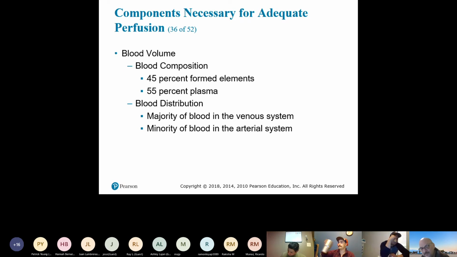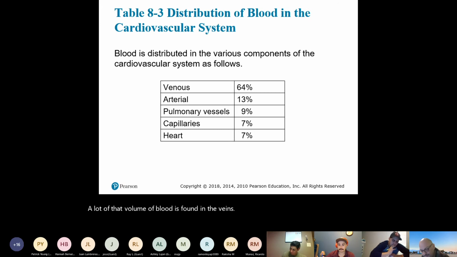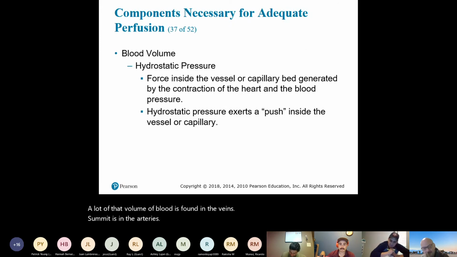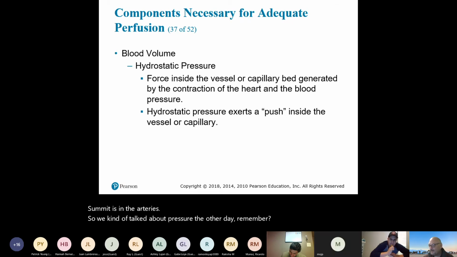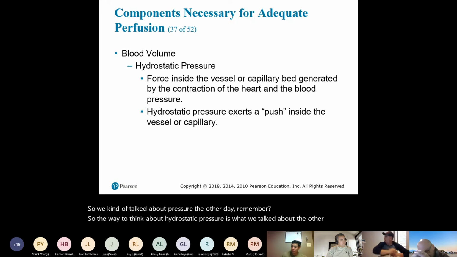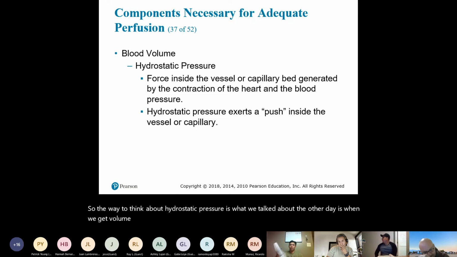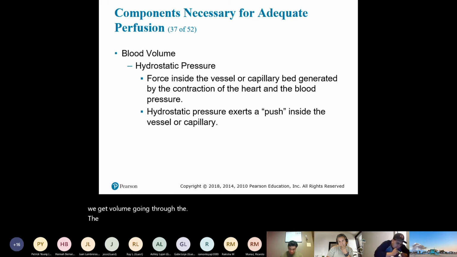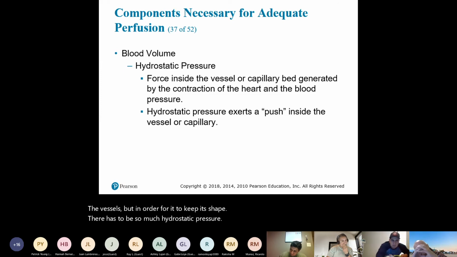A lot of that volume of blood is found in the veins. Some of it is in the arteries. So we talked about pressure the other day, remember? The way to think about hydrostatic pressure is that we get volume going through the vessels, but in order for it to keep its shape, there has to be so much hydrostatic pressure. So it's a push on the inside.